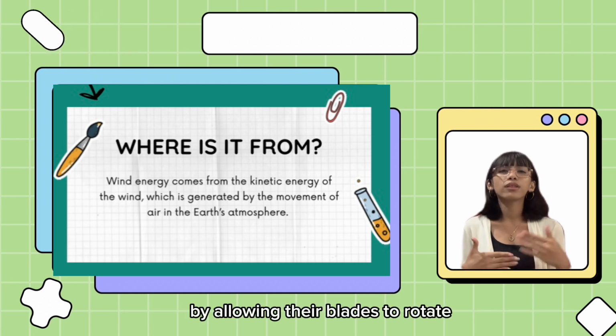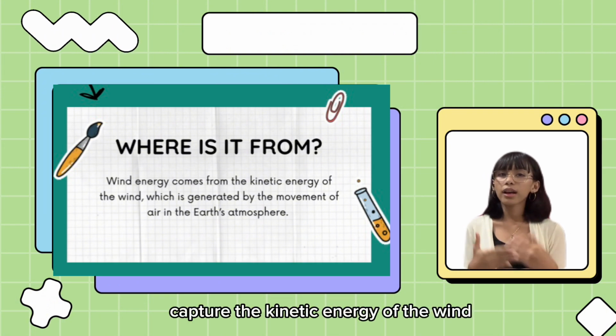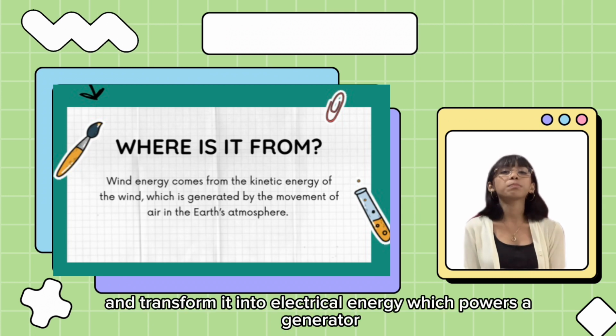By allowing their blades to rotate, wind turbines capture the kinetic energy of the wind and transform it into electrical energy, which powers a generator.